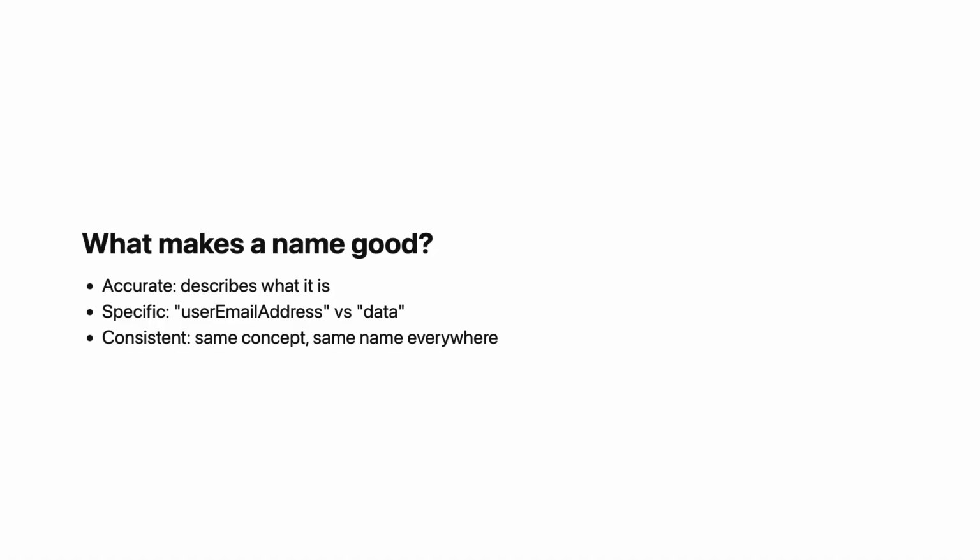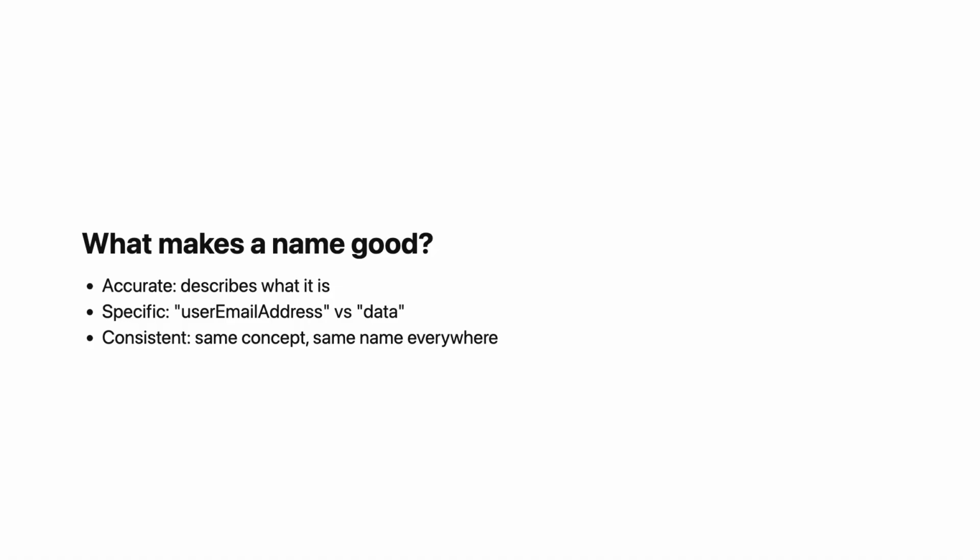What makes a name good? A good name is accurate. It describes what the thing actually is. Total is good for a sum. Result is good for an output. X is usually bad because it says nothing. A good name is specific. User email address is better than data or string. The specific name tells you exactly what you have.